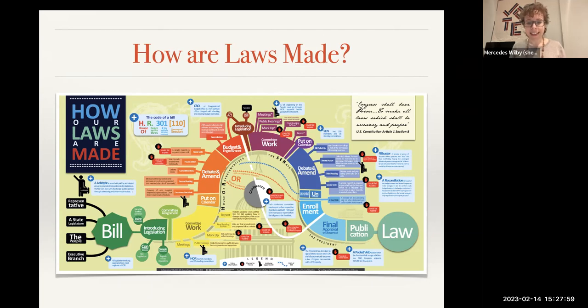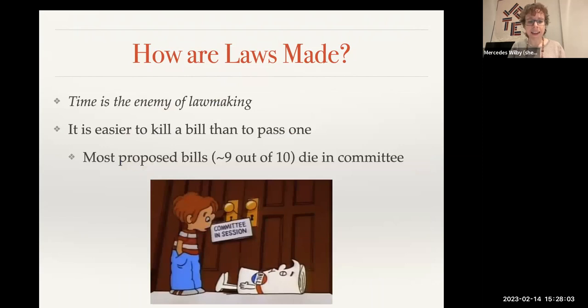And it means that not every bill that's proposed is going to get made. And in fact, almost 90% of bills do die in committee, meaning that it is much, much easier to kill a bill than it is to pass them. Right? The vast majority of bills do not get made into laws. And 90% of them die in committee. They don't even get to floor votes.